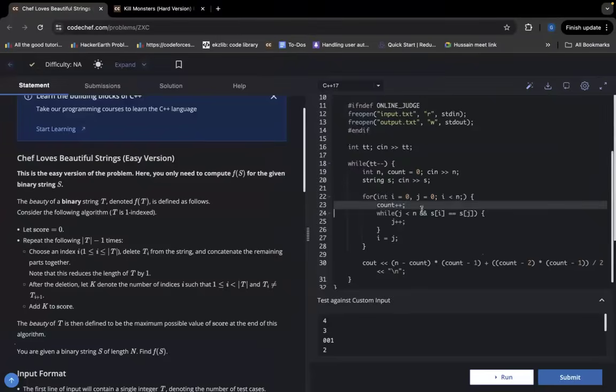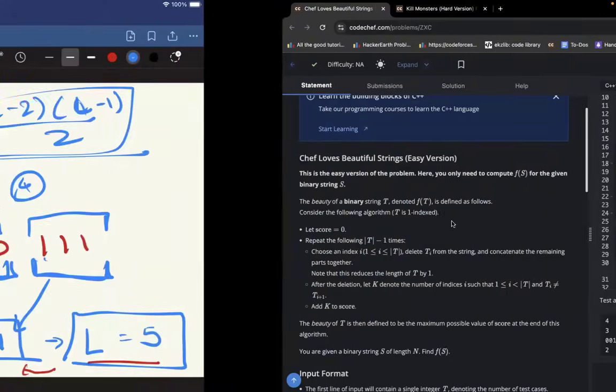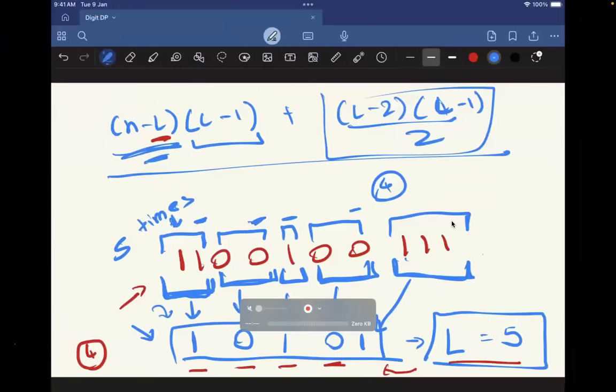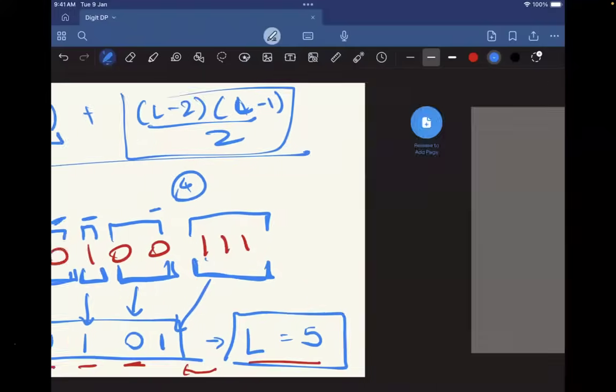Now, what do I do? While j is smaller than n and s[i] is equal to s[j], basically till I'm getting the same character again and again, I'm just doing j plus plus. Yes or no, guys? Tell me. Basically, I start here. You can see that this is 1, so I do count plus plus. Count is initially 1. Now, let me use a different slide.